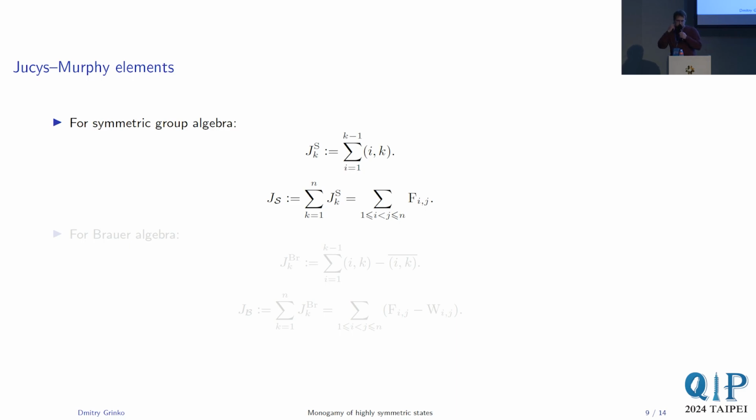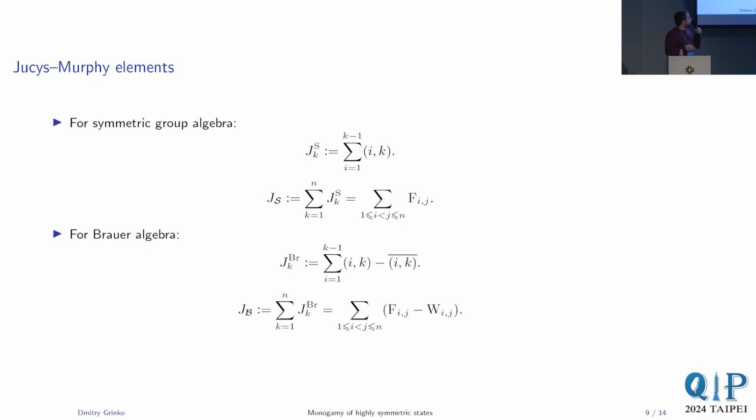Another ingredient which I need to sketch our proofs is Jucys-Murphy elements. Jucys-Murphy elements are special elements of the symmetric group algebra and the corresponding Brauer algebra. For the symmetric group algebra, the k-th Jucys-Murphy element is a certain combination of simple transpositions. This notation (i,k) means that this is a permutation which permutes the i and k systems. And we'd also need to consider the sums of those Jucys-Murphy elements. If you take the sum, then you should think about this J_S element as a sum of all possible transpositions between all possible pairs.